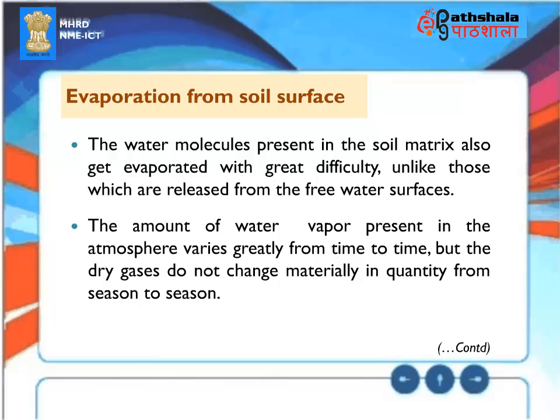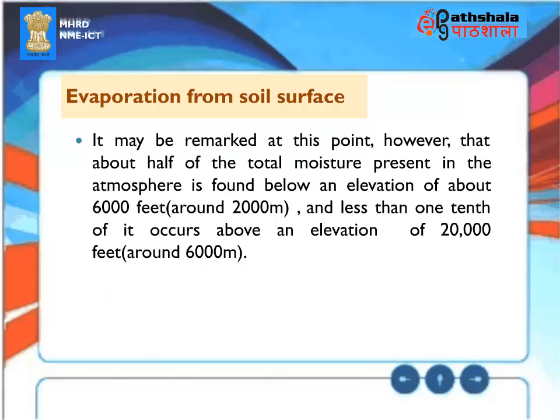Evaporation from soil surface. The water molecules present in the soil matrix also evaporate with great difficulty, unlike those which are released from free water surfaces. The amount of water vapor present in the atmosphere varies greatly from time to time, but the dry gases do not change materially in quantity from season to season. It may be remarked at this point, however, that about half of the total moisture present in the atmosphere is found below an elevation of about 6,000 feet, and less than 1/10 of it occurs above an elevation of 20,000 feet.